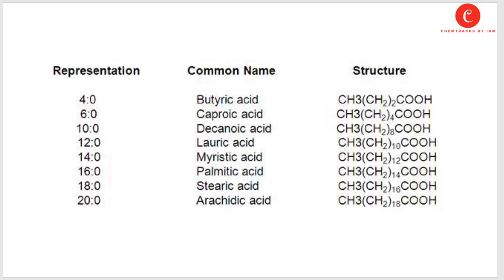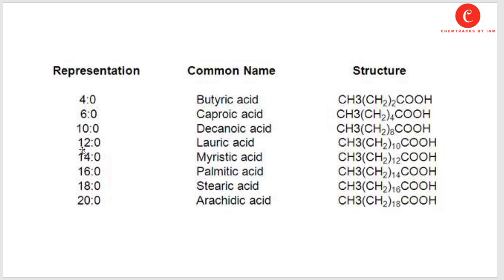These are some common fatty acids. First is butyric acid, and it is represented by 4:0, meaning it contains 4 carbons and no double bond. Its formula is CH3(CH2)2COOH. Caproic acid is a six-carbon chain with no double bond, and its formula is CH3(CH2)4COOH. Decanoic acid, as the name indicates, deca means 10, so it contains 10 carbon atoms.